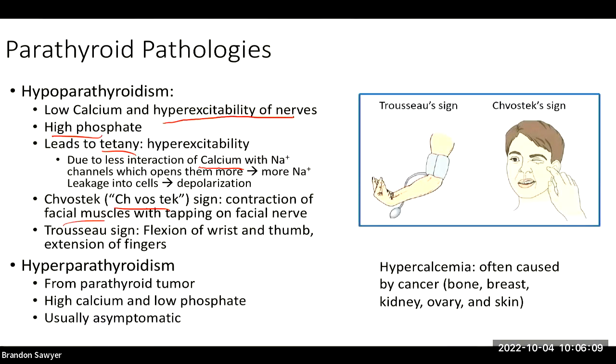On the other side of things, hyperparathyroidism is typically from a parathyroid tumor, and we're releasing too much parathyroid hormone. This can lead to very high calcium and low phosphate, and this is usually not symptomatic.